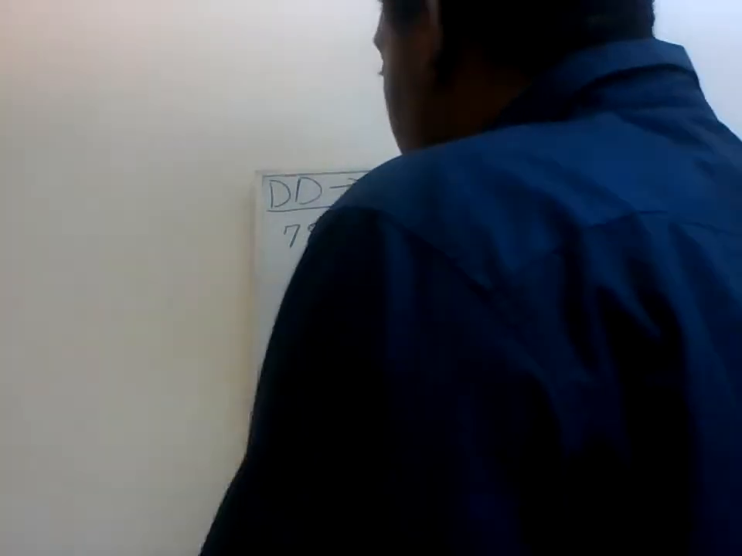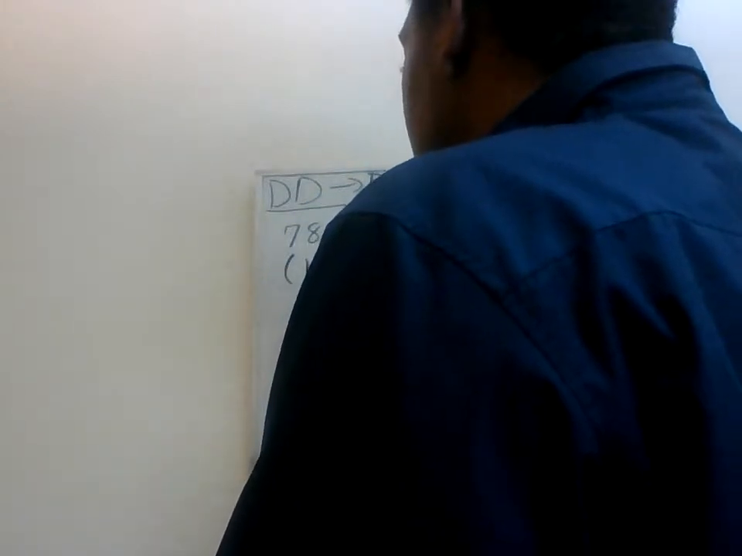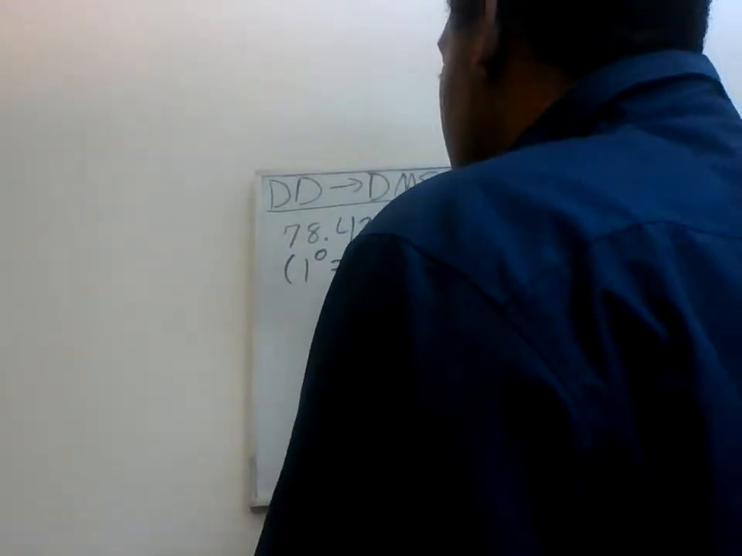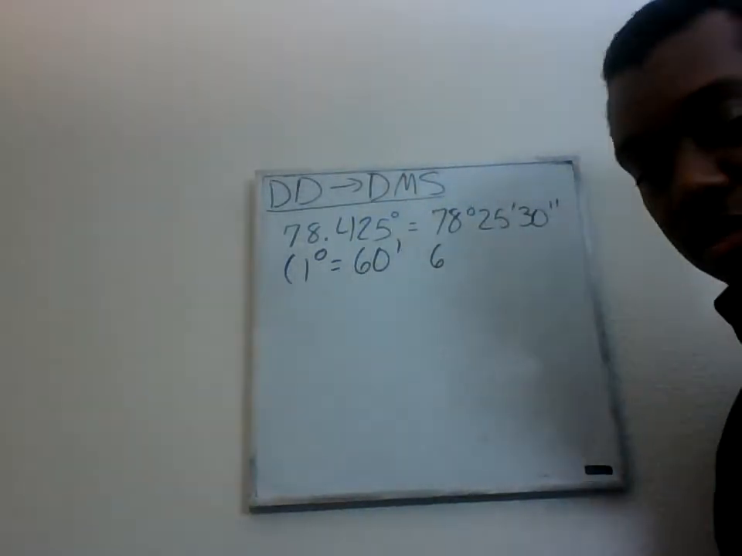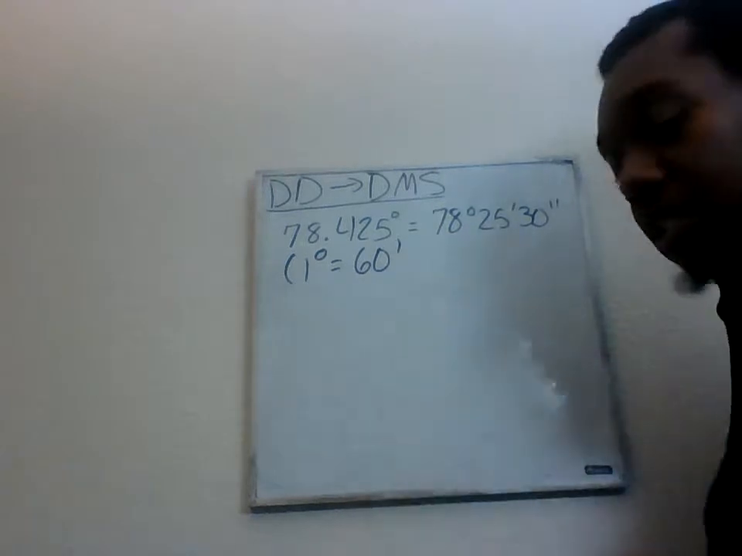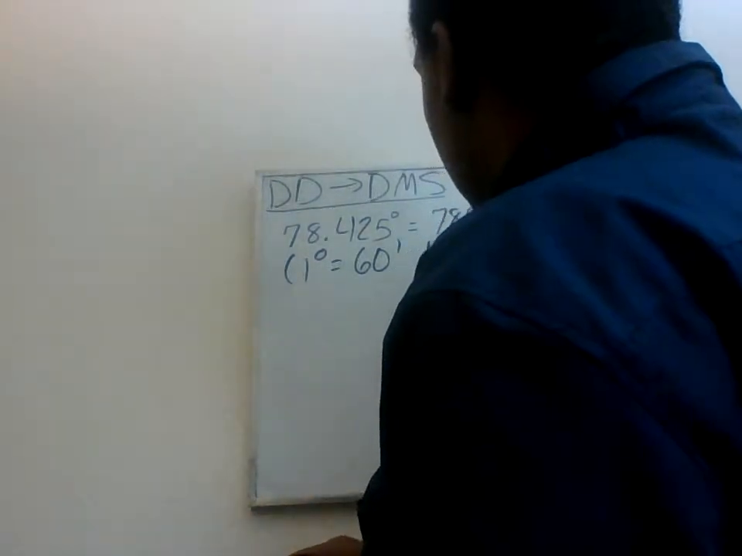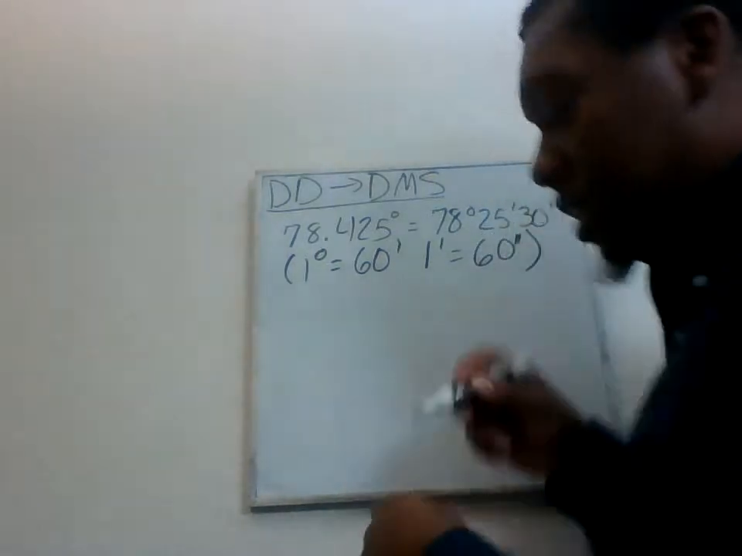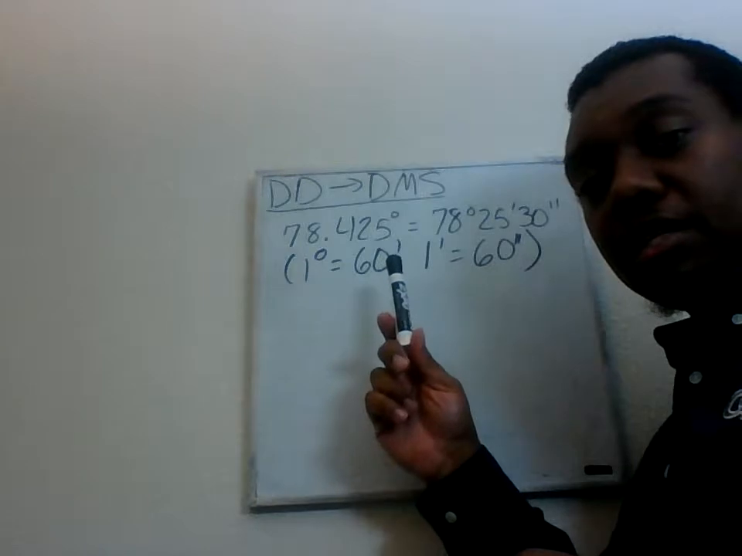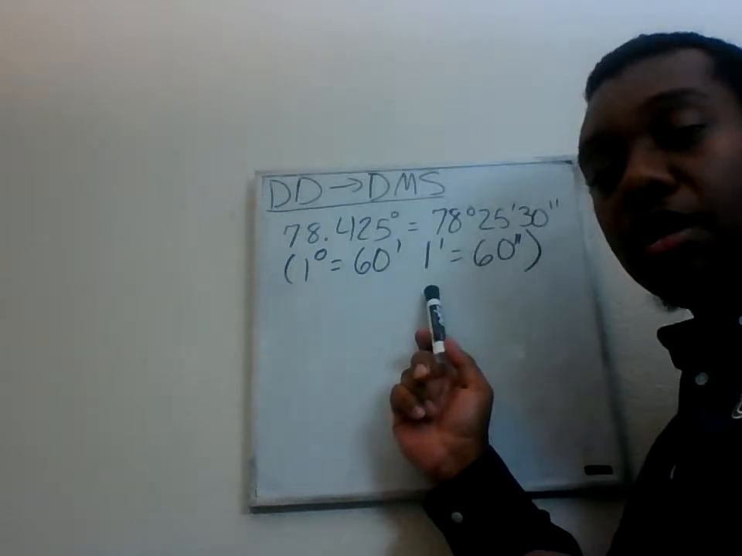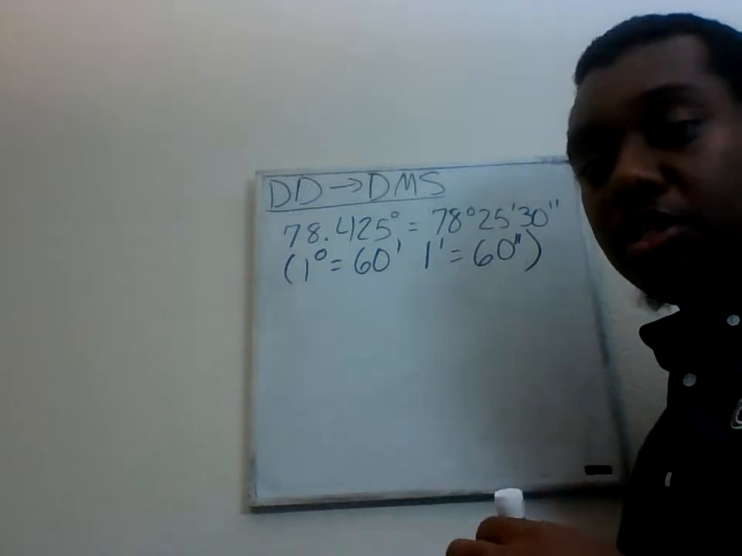So 1 degree is going to equal 60 minutes. And we know that 1 minute is going to equal 60 seconds. So 1 degree equals 60 minutes, and 1 minute equals 60 seconds. That's going to be important when you're converting between these two.